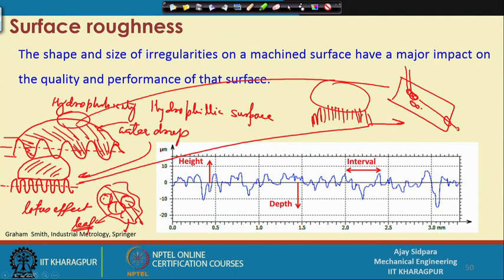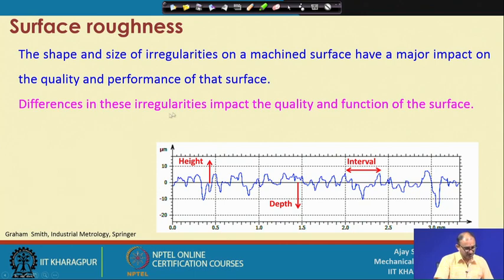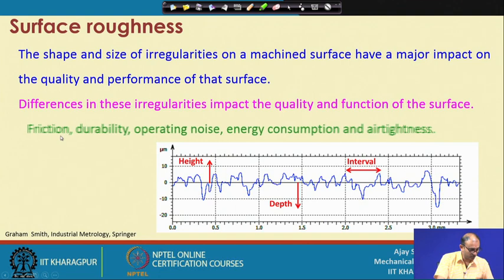So, this is one of the applications I am discussing, but there are many applications where, if you do not change the height and depth but you change the interval, the surface will behave differently in different conditions. So, differences in these irregularities impact the quality and function of these surfaces. So, what is the friction?